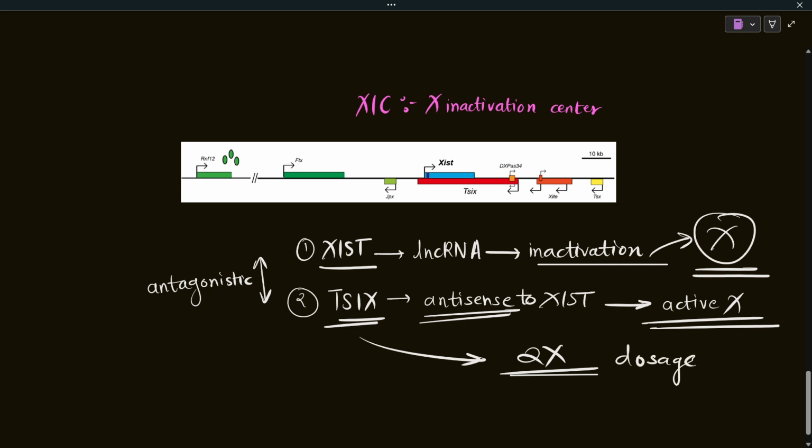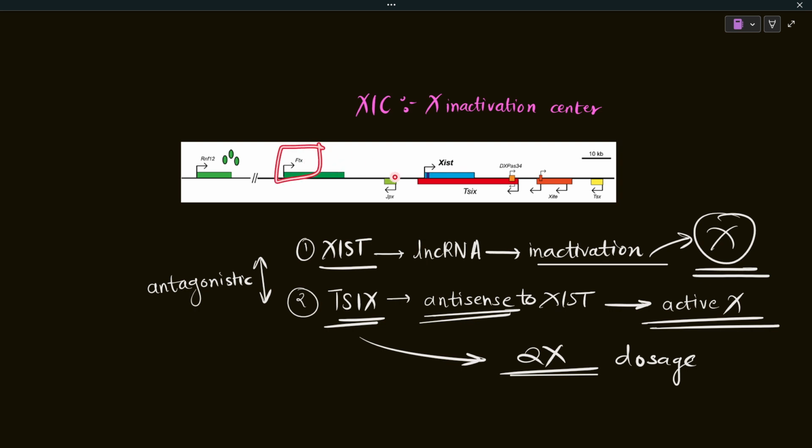These are the main parts of the X inactivation center, but there are certain other parts like FTX, JPX, DXPas34, Xite, and TSX, which are also important regulatory regions. The regions which are upstream to Xist are going to activate Xist, while those which are present downstream to Xist are going to activate Tsix. This is just for remembering; it will help you to remember.